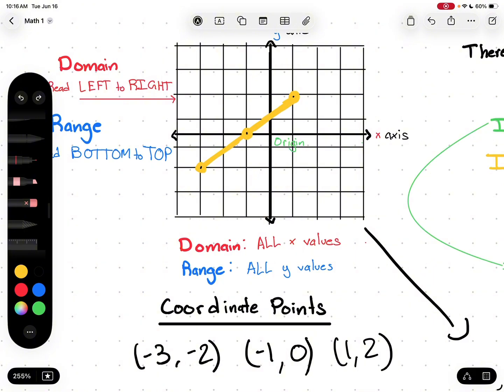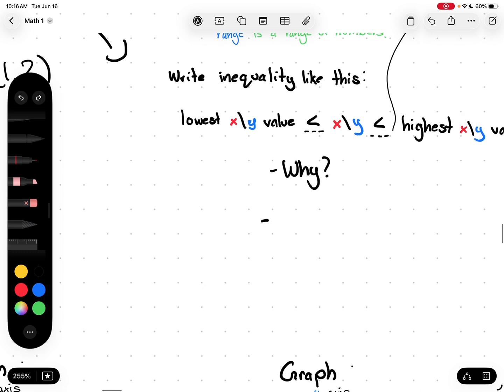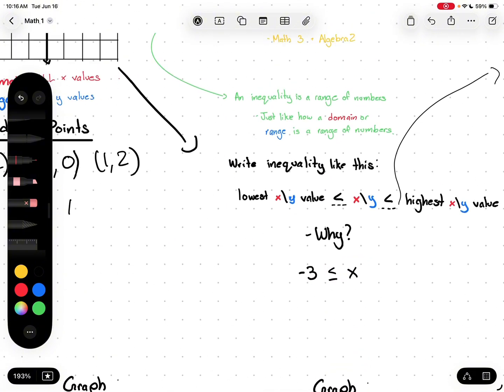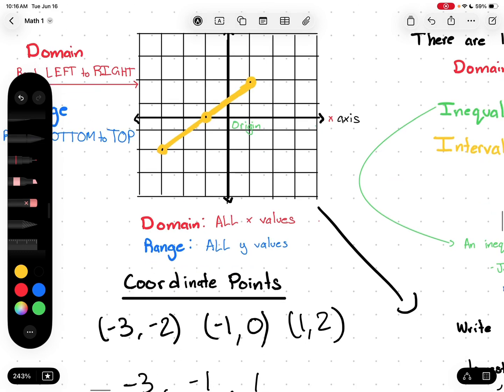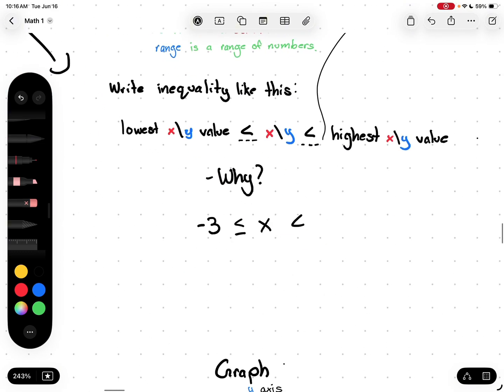Our lowest number, since we read from left to right, what comes first, is this one over here, which is negative 3. Then we'll add our sign here. For this, it's just going to be that, and I'll explain that later. We're doing domain, so we add x. Now we have our highest. When we finish going along the graph, we end up over here, which is 1. So that's why we'll add another 1 here.